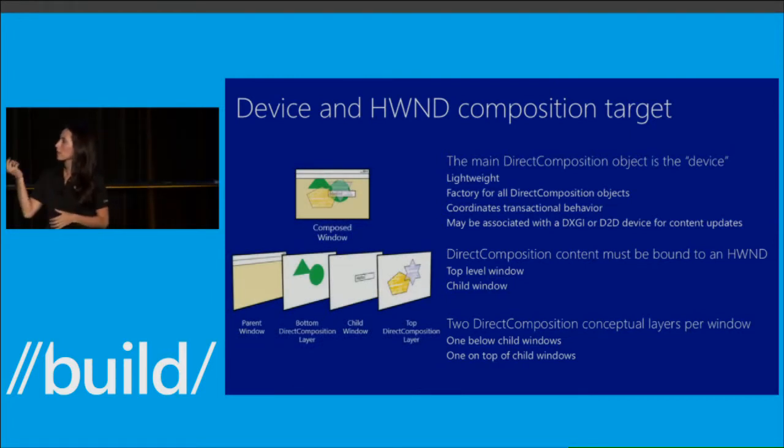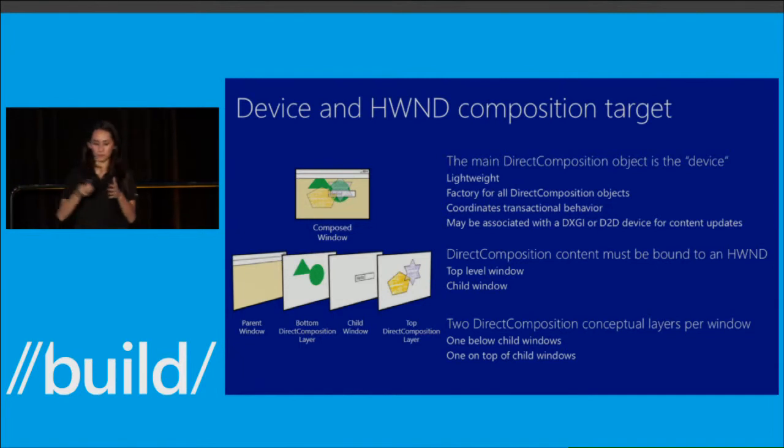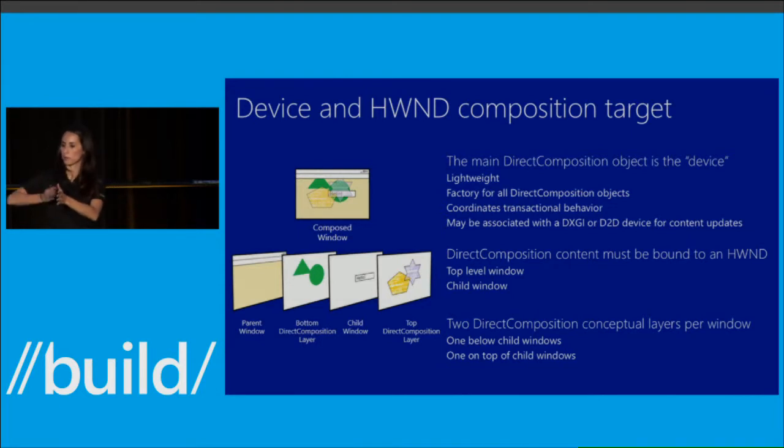So here you have the composed window. And this is just a mental metaphor to start thinking about the different layers that you will have in a composed window. So you have your parent window, which you're already familiar with. Then you have a direct composition layer, so that's the bottom direct composition layer. Again, this is not a bitmap, it's just a mental metaphor. That's where you're going to add the different pieces of direct composition content that you want. Then you have your child windows, and then you have another direct composition layer. So we can have content below the child windows or above the child windows.